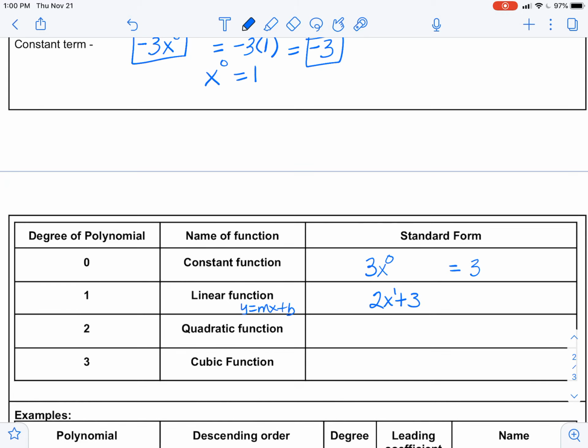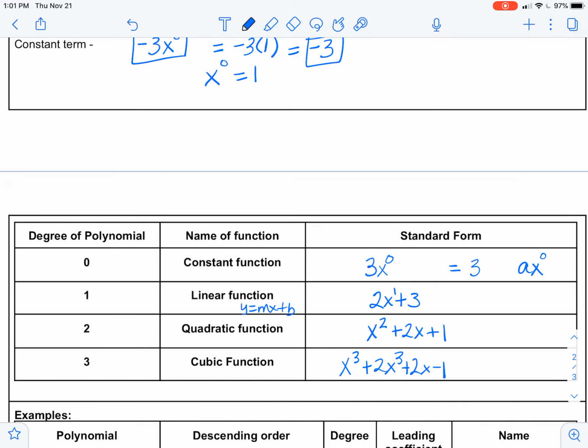Quadratics then have an x squared, okay, power, and your cubic function again has a cube to it. Okay? And I could come over here and do this, and you might also write this down.